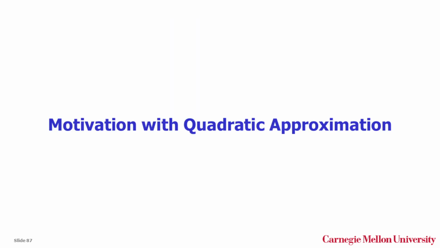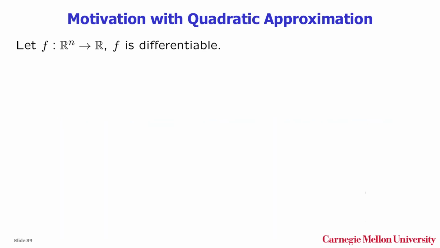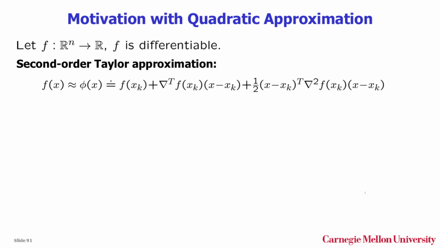When we derived Newton's method for finding the root of a function, we used a first-order Taylor expansion. Now we will derive Newton's method for optimization using a second-order Taylor expansion. Let f be a twice differentiable function mapping from n-dimensional vectors to one-dimensional reals. Let's approximate the function f using its second-order Taylor expansion around xk and denote this approximation by phi of x.